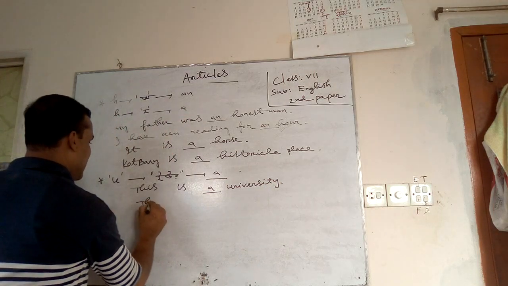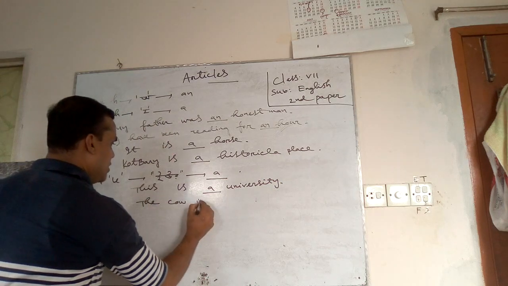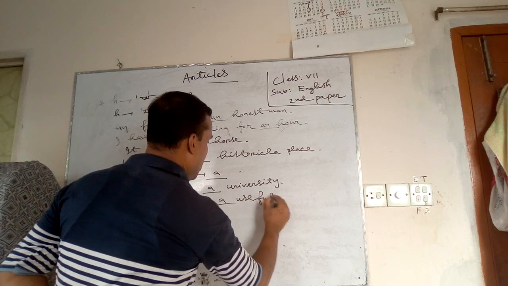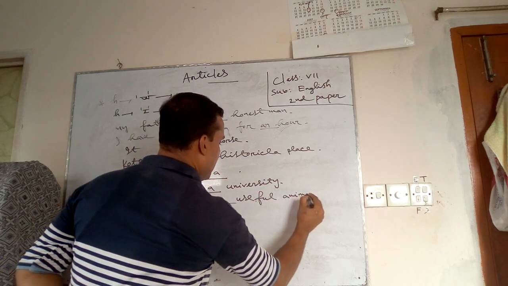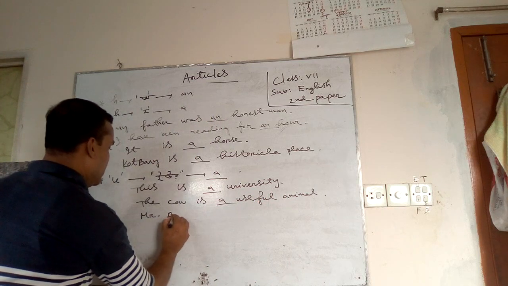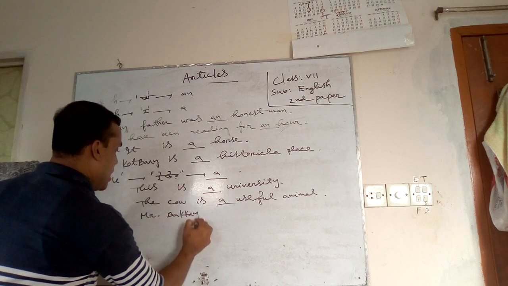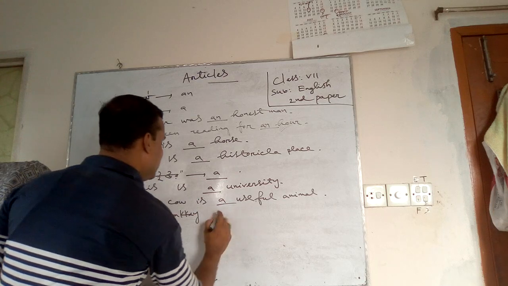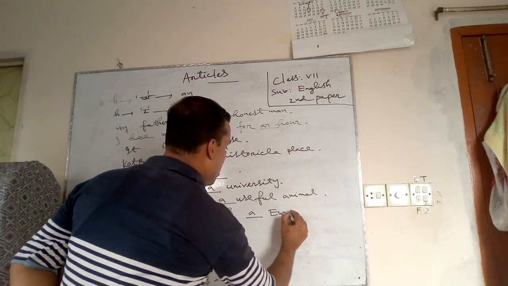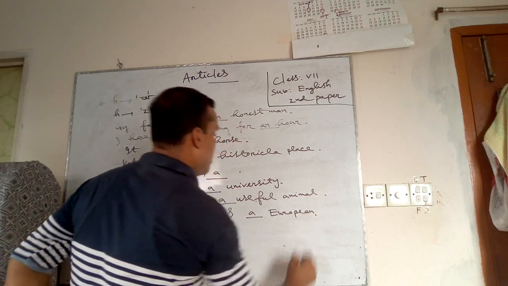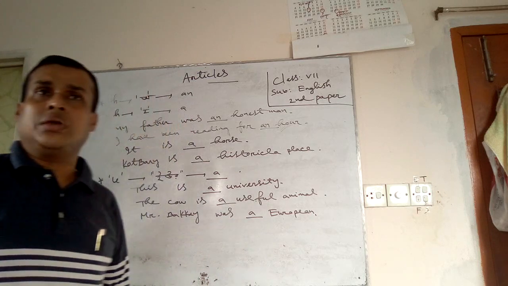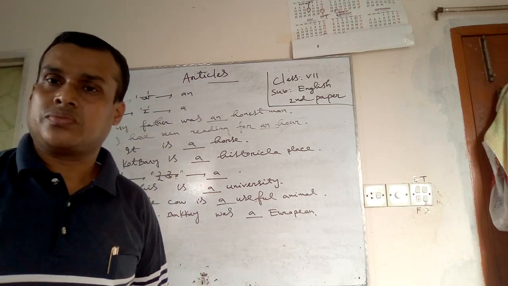The cow is a useful animal. Mr. Becky was a European. European. What is European? European means someone who lives in European countries.